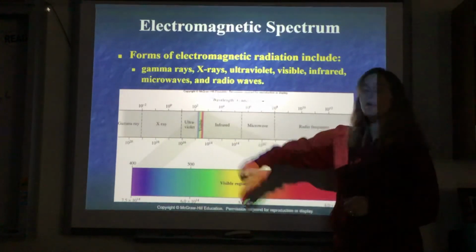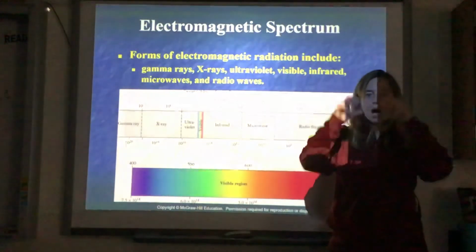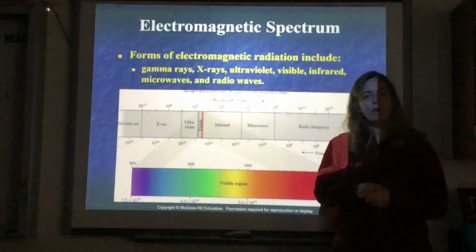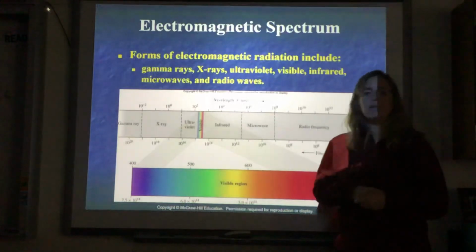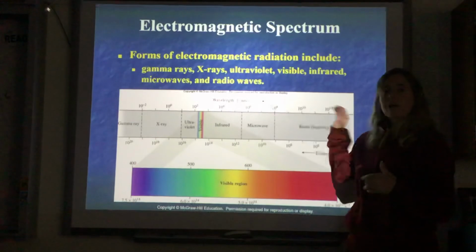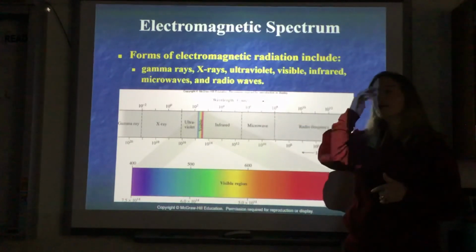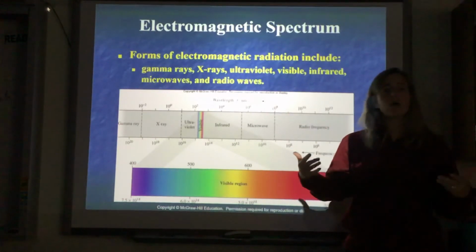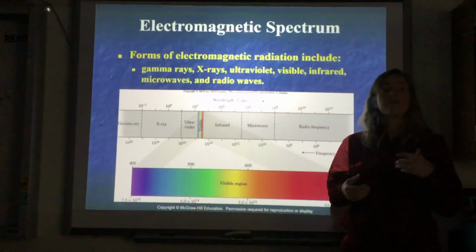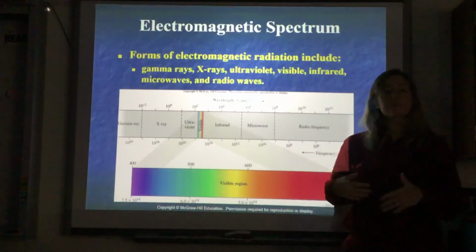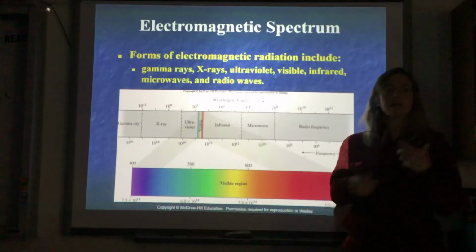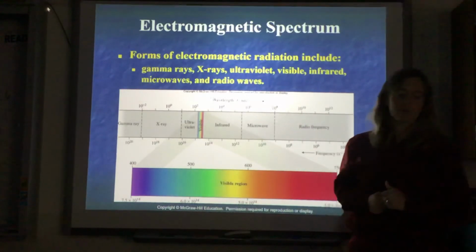Then you have infrared, okay? Remember those infrared goggles, right? That you can wear, those night vision goggles. Then you have your microwave radiation, and then you have your radio frequency. This is because the frequency is so low and the wavelengths are longer that we can pick up radio stations very easily, okay? That's because the frequency is so low that it allows us the opportunity to get those stations in, and it has a longer wavelength. So we can actually use antennas to pick up that radio frequency.